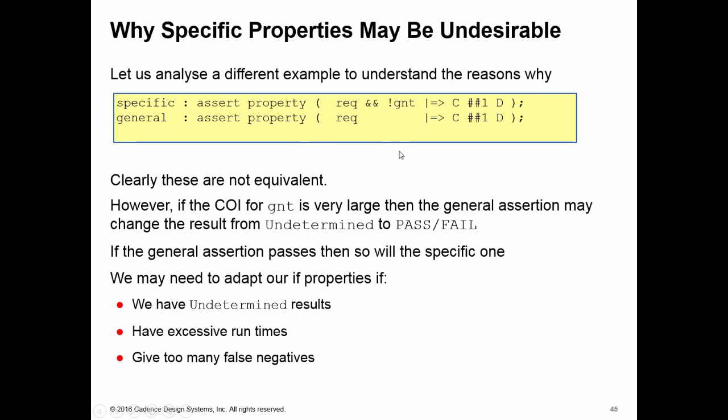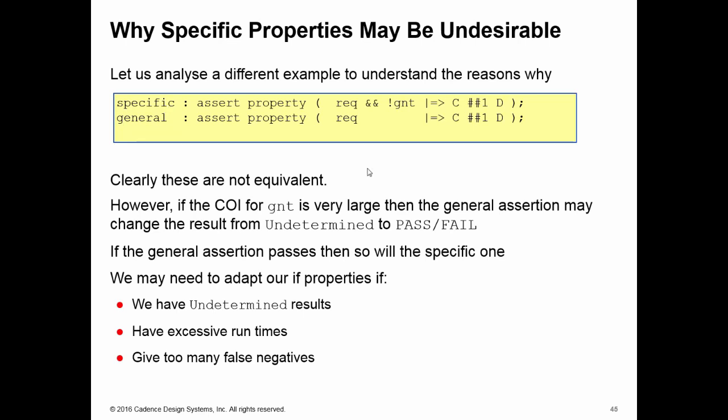So what can we say then? We know these properties are not equivalent, they're saying two different things. But how does this relate to our end goals? Let's analyse this. If this general property passes, would the other property pass? And the answer is clearly yes. On this second property, the general one, we're not paying attention to anything grant is doing. So grant could either be 0 or it could be 1. If the general property passes, then so does the specific. Grant was not needed in order to prove that property.